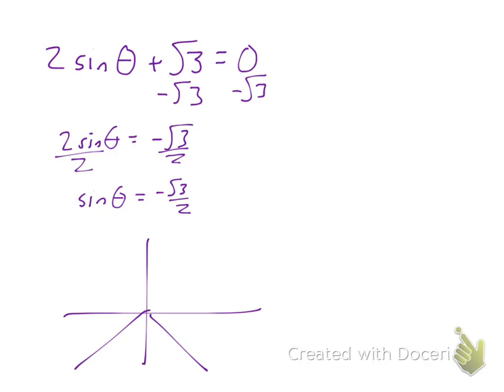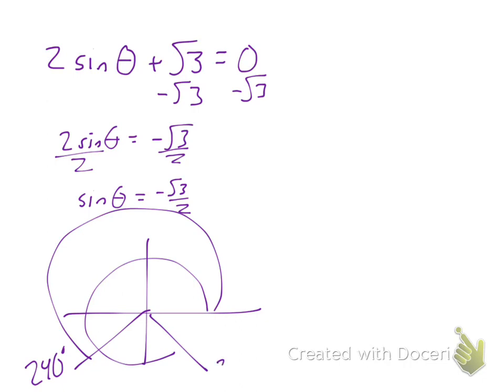Now, I could stop right now, look at my unit circle, and say, what is that angle? It's on my unit circle. 240. And the other one, all the way across? 300 degrees. They're on my unit circle. I got them. Or it's 4 pi over 3 and 5 pi over 3, right? If I'm in radians.